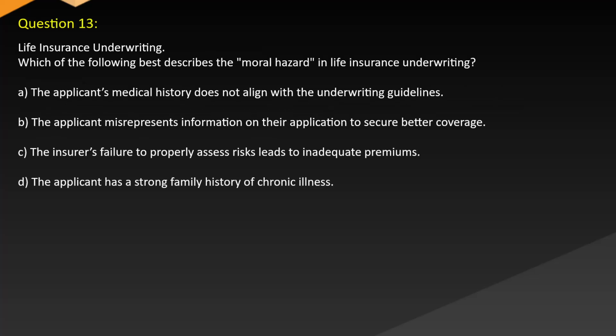Question 13. Life insurance underwriting. Which of the following best describes the moral hazard in life insurance underwriting? A. The applicant's medical history does not align with the underwriting guidelines. B. The applicant misrepresents information on their application to secure better coverage. C. The insurer's failure to properly assess risks leads to inadequate premiums. D. The applicant has a strong family history of chronic illness.